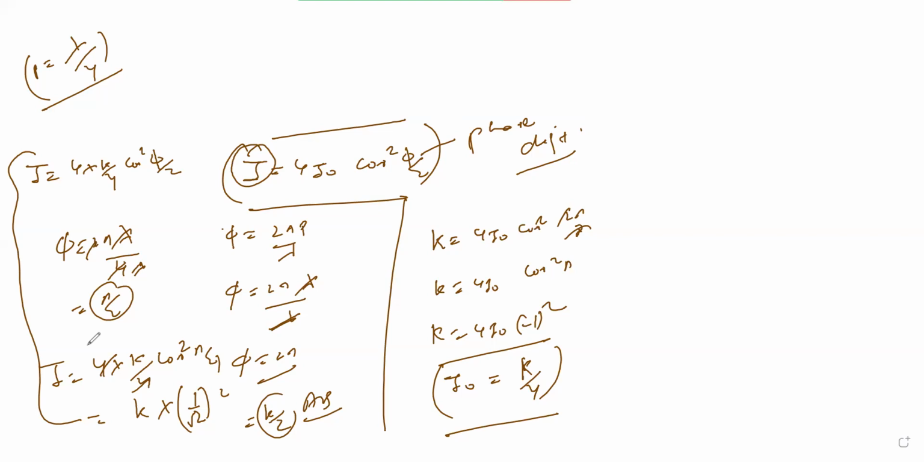Sir, can you explain? I didn't get the answer. Okay, sure. Look, you have to do it in a similar way. First of all, what was the value of I naught? I naught was K over 4.